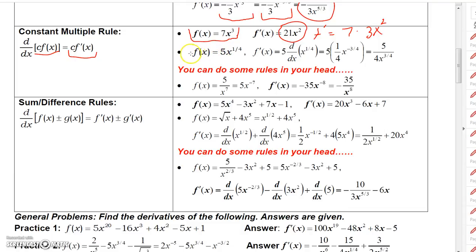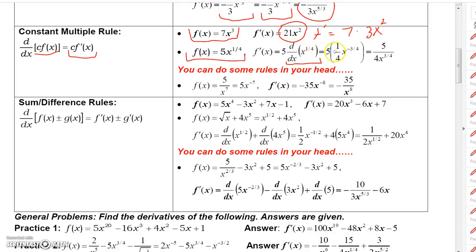Now this one I actually did show you. If I want to find the derivative of 5x to the 1/4, then that's going to be 5 times the derivative of x to the 1/4. Now, this right here is not actually applying a derivative. It's actually showing you what I'm going to do next. So what I'm going to do next is just telling you that I'm going to take the derivative of x to the 1/4. So my answer is going to be 5 times the derivative of x to the 1/4.